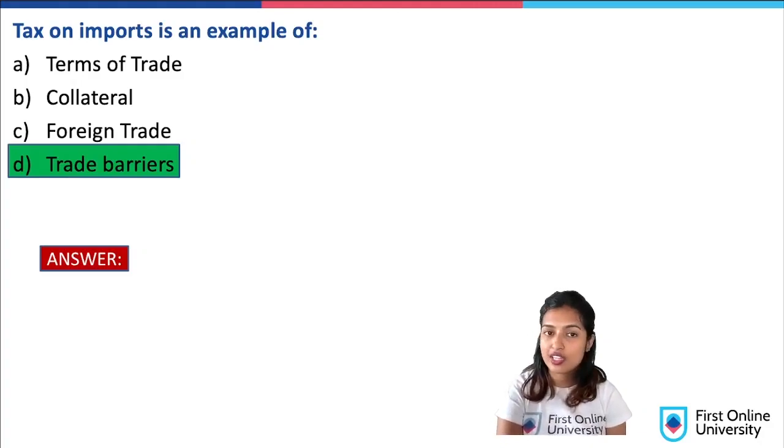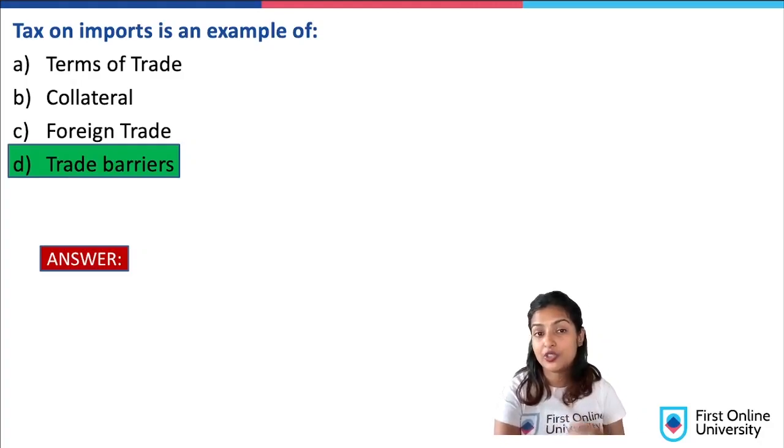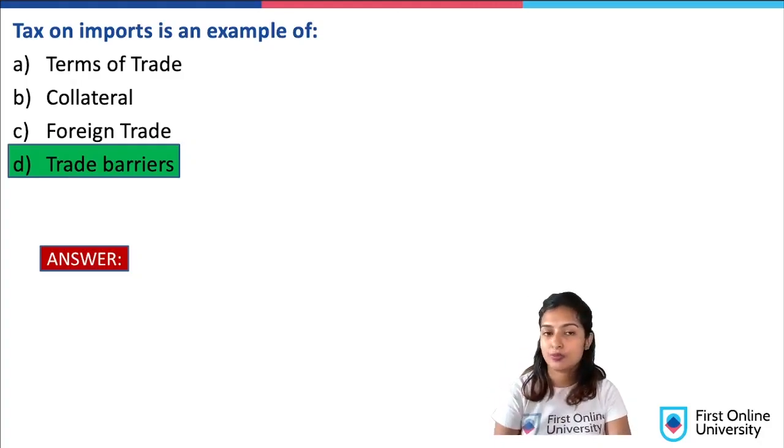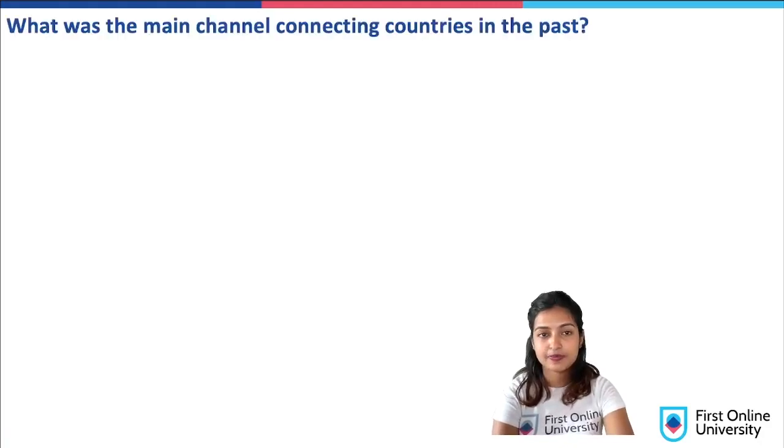Terms of trade and collateral are related to the banking chapter and the money chapter that we have seen in the previous classes. Foreign trade is the import and the export. So the correct answer is D, trade barriers.